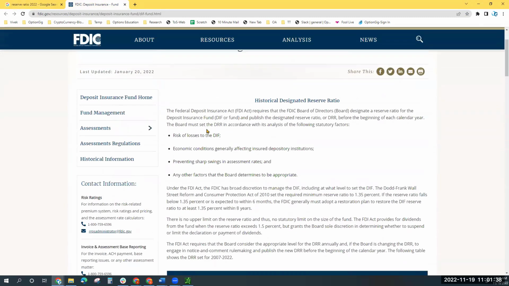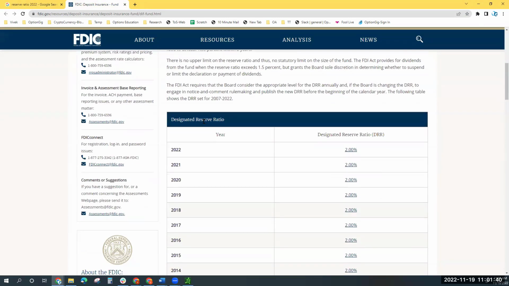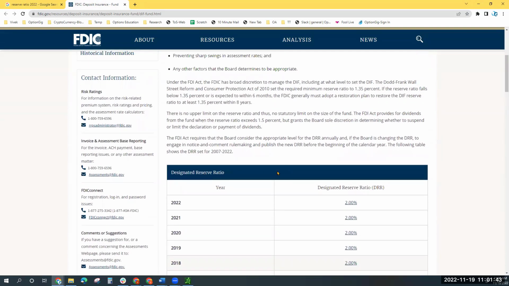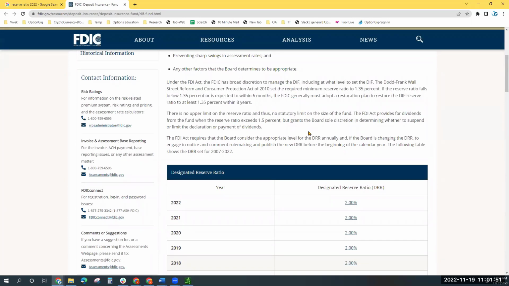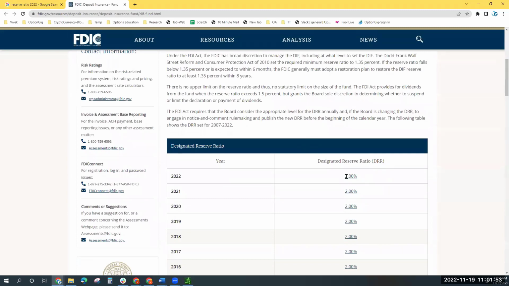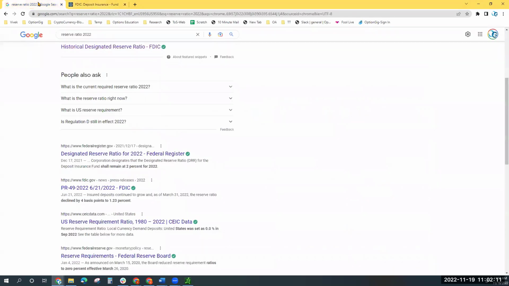Now it looks like this is the FDIC, and we're looking for the Fed. This reserve ratio is where the FDIC is securing our deposits in the bank. So if there is a bank run, the FDIC only has 2%. 98% of the CDs, or 98% of the money that is in the bank, those depositors will not be made whole, because the FDIC reserve ratio is 2%. But we can look at what the Fed currently is.